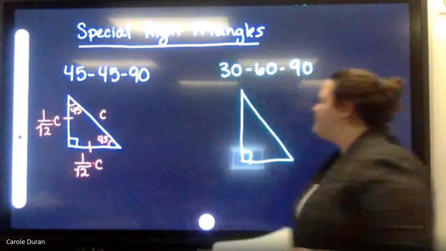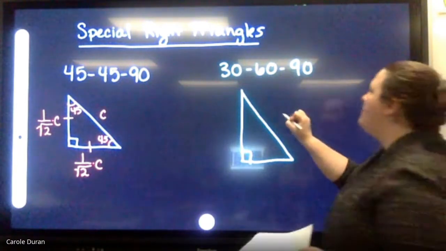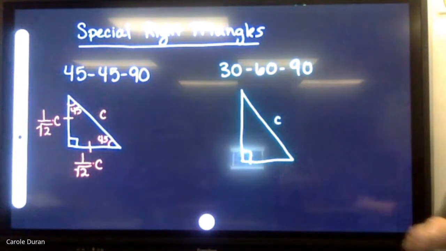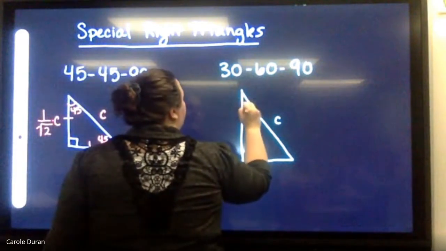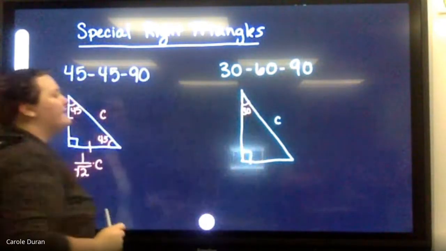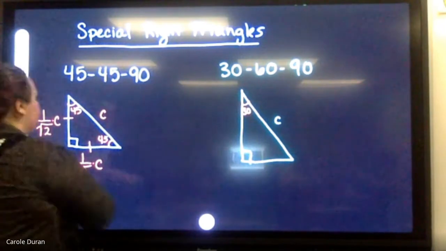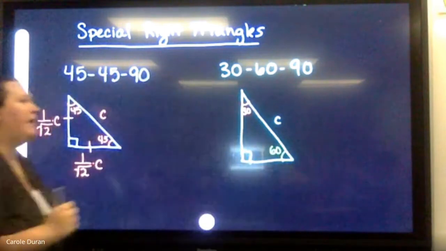So our 30, 60, 90 degree triangle, of course, has a 90-degree angle directly across from my hypotenuse. It also has 2 other smaller angles. The smallest one is 30 degrees, and it is directly across from the smallest leg. Our other angle is 60 degrees, and it is across from the larger leg.